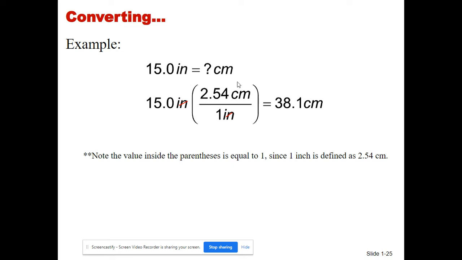So this right here is what I'm going to use as my conversion factor. In other words, this is how many centimeters are in an inch. Notice that your inches cancel, and then you're left with centimeters. So we have 38.1 centimeters as our answer. And in this one, there's 3 sig figs. This has 3, so my final answer should also have 3.